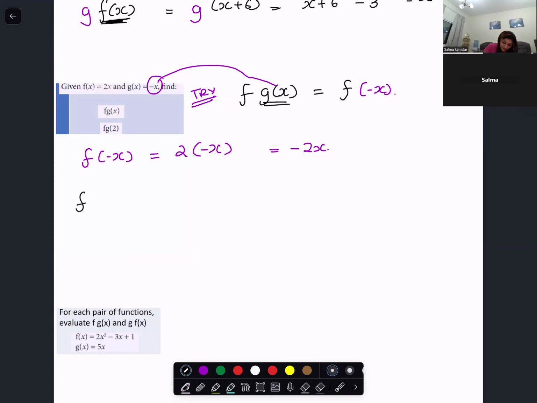Now f of g(2). Instead of x, I want the value of g(2). So first find g(2). g(2) is minus 2. So this is f of minus 2. Now instead of x, replace minus 2. So it would be 2 minus 2, that is minus 4.